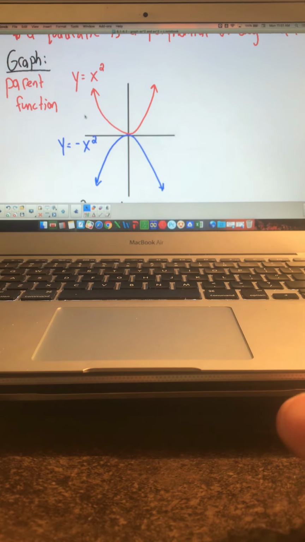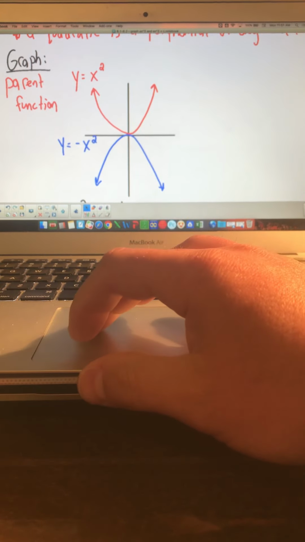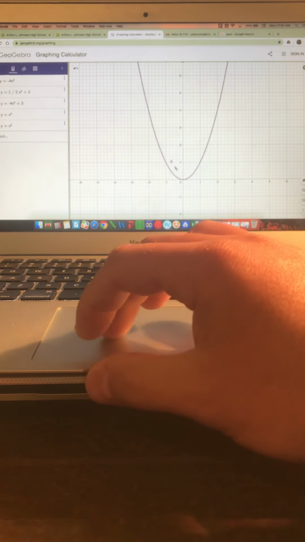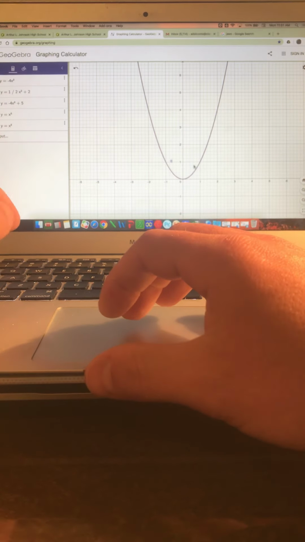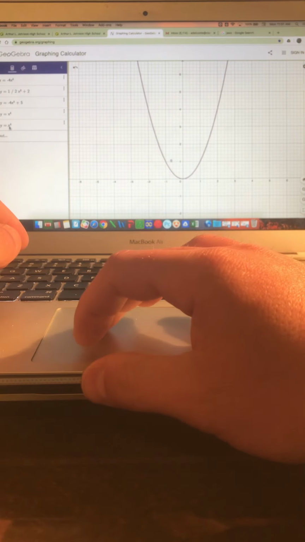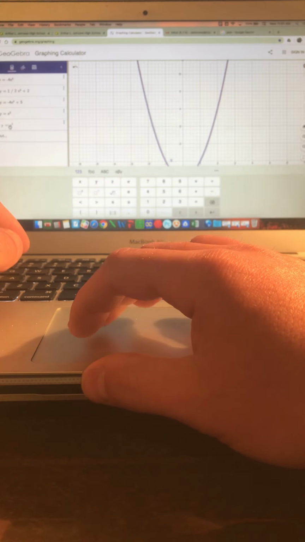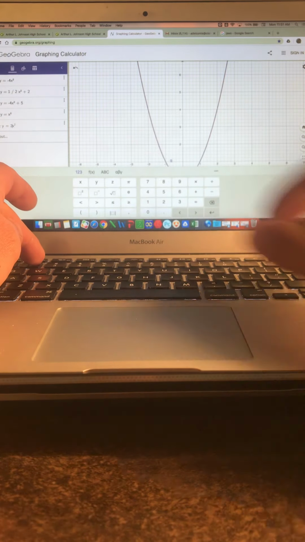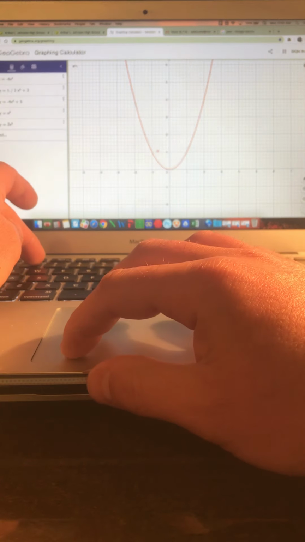Now, a couple of things here that we're going to take a look at. Let's change up some stuff. So right here is our y equals x squared. If we put a different number in front of the x squared, so here we go, let's say we put a 2 in front. All right, here we go. Don't blink, you'll miss it.